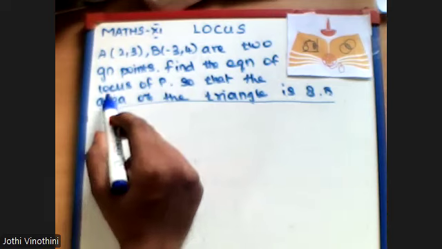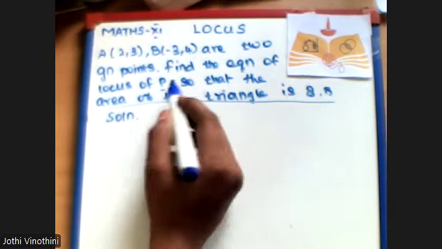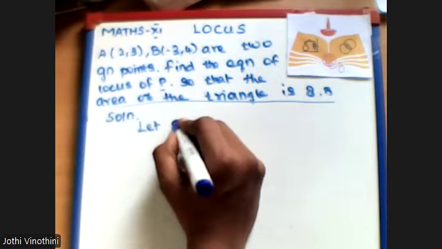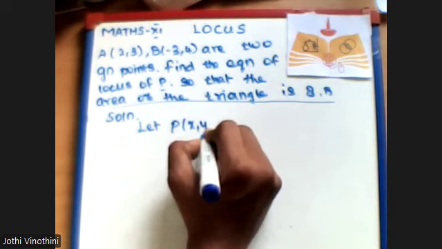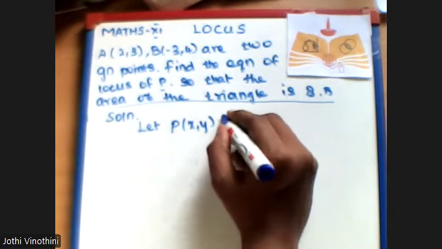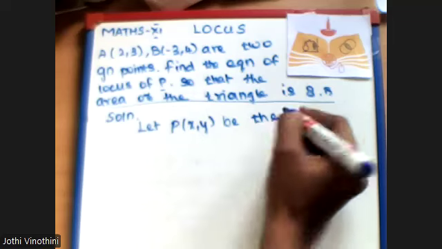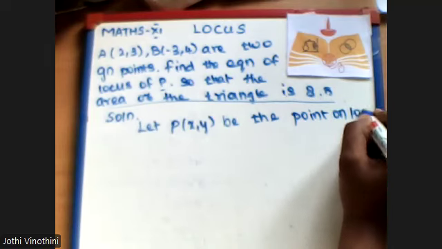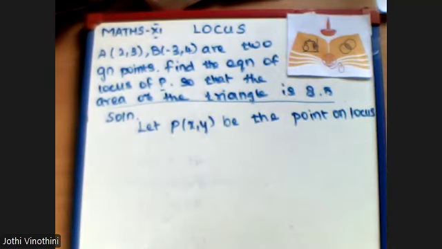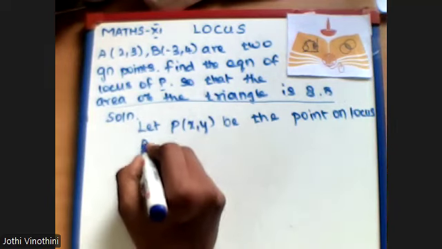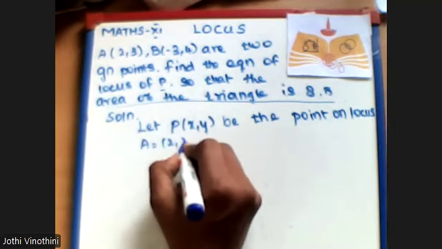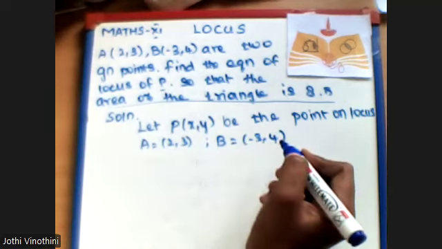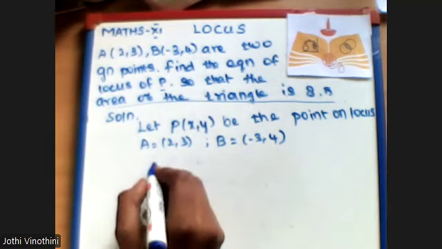First we write the solution. What are we going to find? We are going to find the locus of point P. So let point P, whose coordinates will be x, y, be the point on the locus. Clear? Clear. And given that A is 2, 3 and B is minus 3, 4. Clear? Clear.